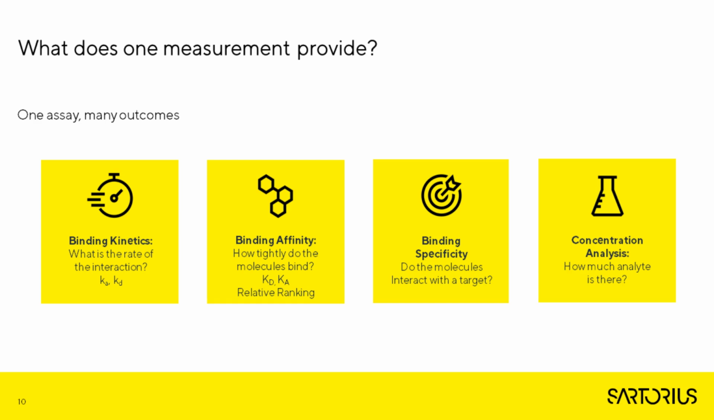With the Octet technology, the operator can get many outcomes from one measurement, as the device can determine A, binding kinetics, so what is the rate of interaction of ligand and analyte, B, the binding affinity, so how strong do the molecules bind to the ligand, C, the binding specificity, which tells me do the molecules interact with the ligand in the first place, and D, the concentration, so how much analyte is in the sample.